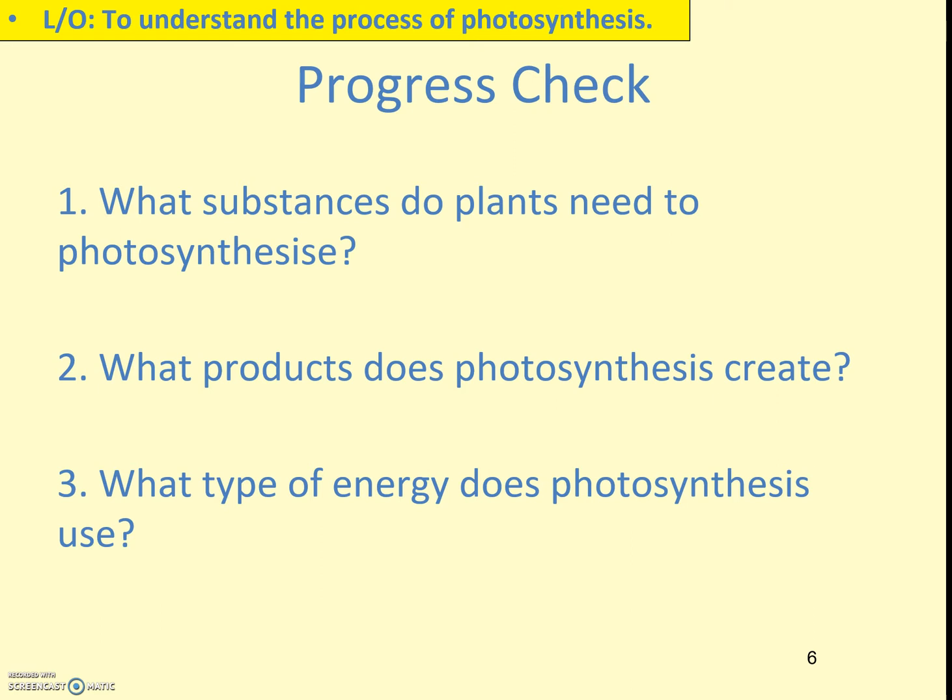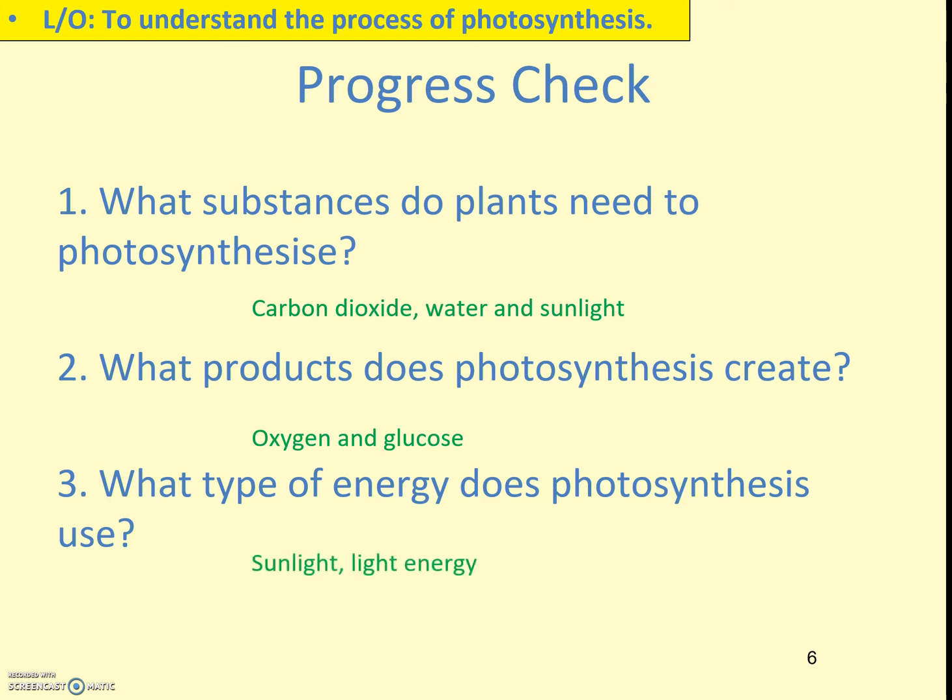So, what substances do plants need to photosynthesize? They need carbon dioxide, water, and sunlight. What products does photosynthesis create? That would be oxygen and glucose. And what type of energy does photosynthesis use? Sunlight and light energy. Please pause the video and correct your work now.